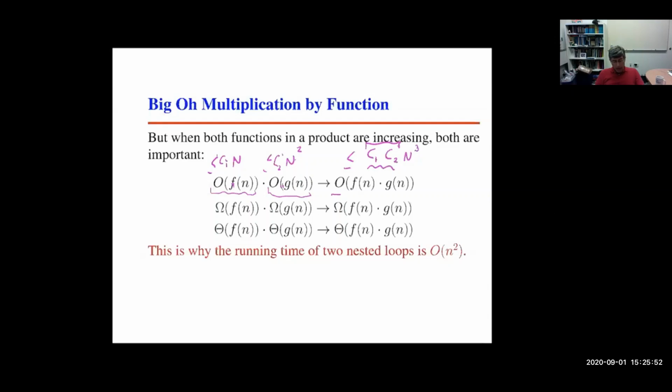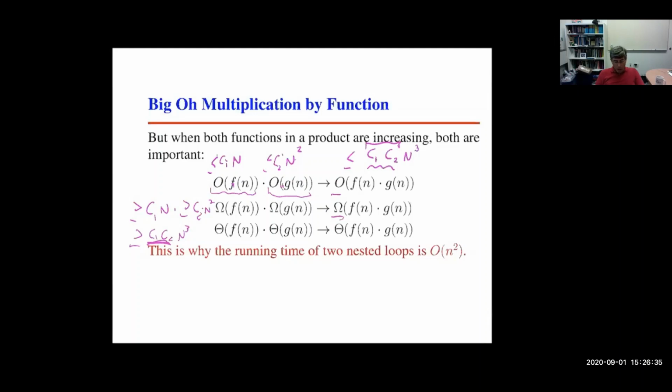And a similar kind of analysis holds for the omega. If the first one is greater than or equal to some constant c1 times n, and the other one is greater than or equal to c2 times n squared, the total product is going to be greater than or equal to c1 c2 n cubed. That constant is now the new constant that we use here. Okay. Bottom line, when you have functions that are not constants, you have to multiply them out in the big O. Any questions about it?